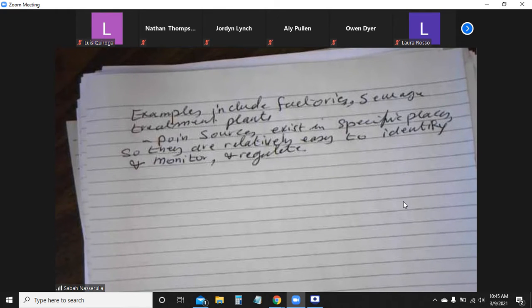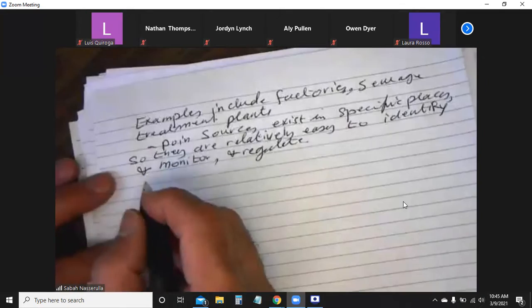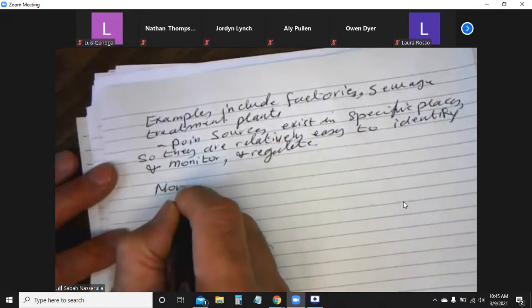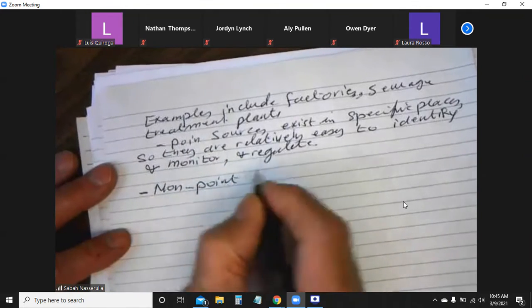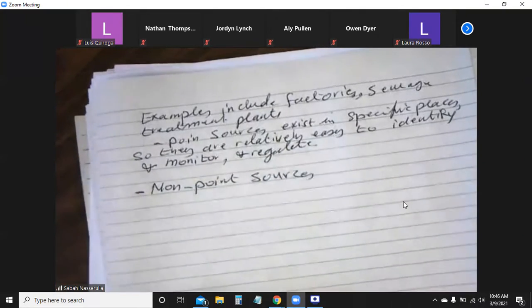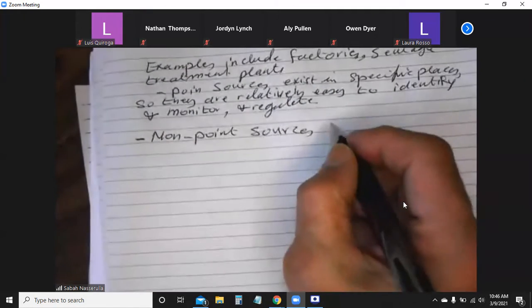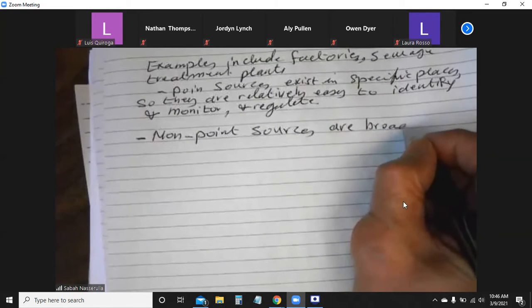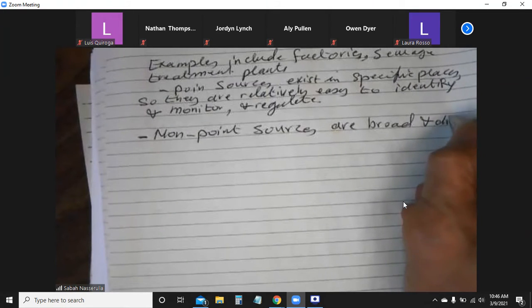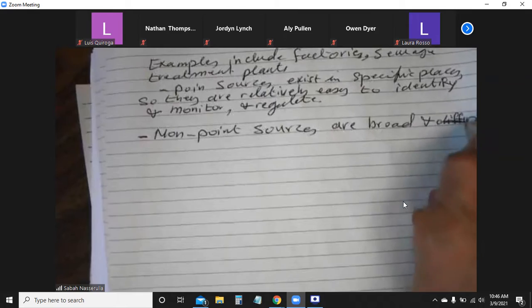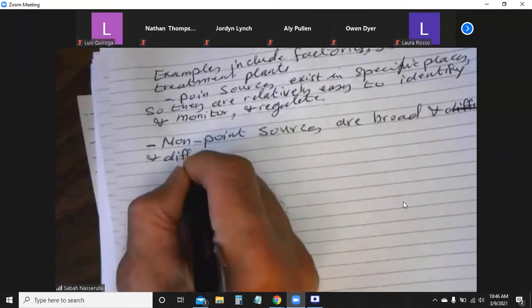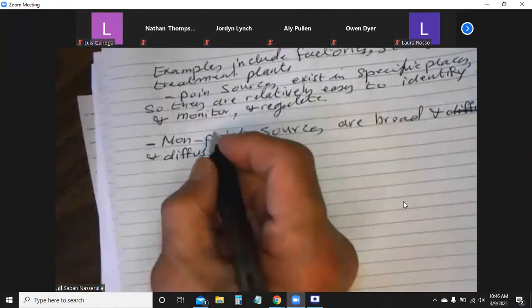This is an example to give us a source of water pollution. Then the non-point source is broad and diffuse, on the ground wherever there is rain. To mention this point, non-point sources are broad and diffuse areas.